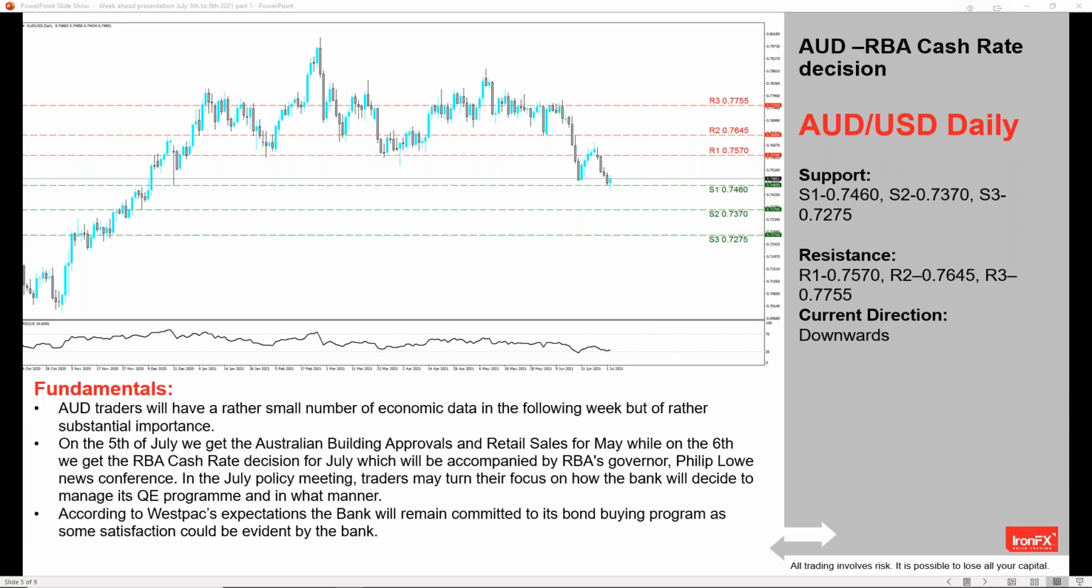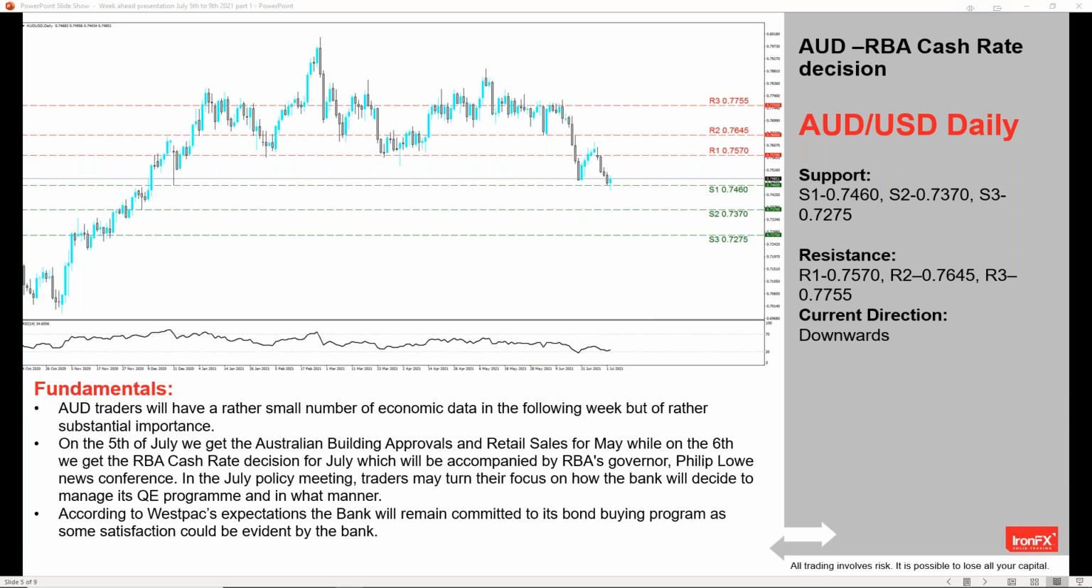Now, at the moment, overnight interest swaps imply there is a probability of 99.62% for the bank to keep rates on hold at 0.1%. Finally, on the 8th of July, we have another speech by RBA Governor Philip Lowe. So RBA Governor will be speaking twice in the following week. One is immediately after the interest rate decision, and the other one is on the 8th of July. And Philip Lowe will be speaking at the Economic Society of Australia.